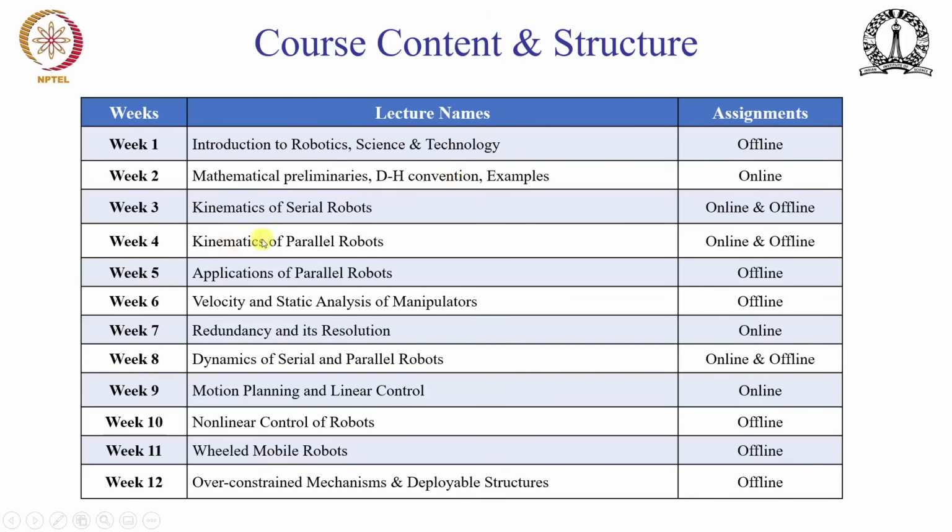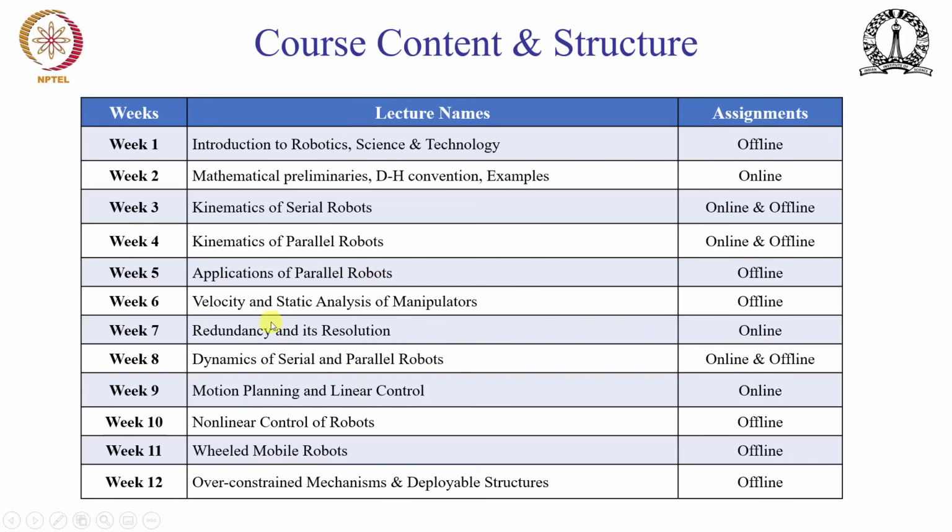In weeks 3 and 4, we will look at kinematics of serial and parallel robots. In week 5, we will look at applications of parallel robots. This will show you three ways in which parallel robots can be used. This is part of the research which was done by students at IISc.